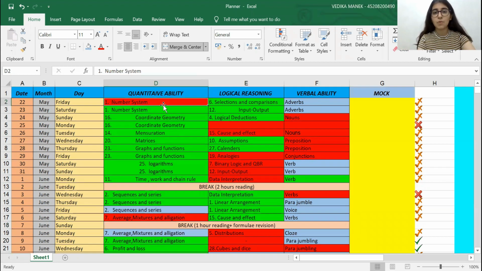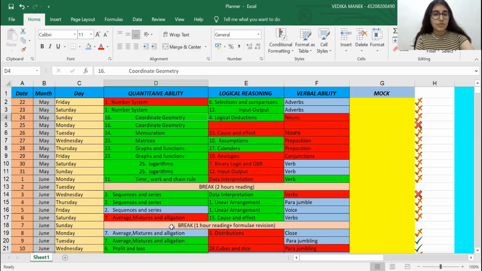So every day one quant, logic and verbal. Some days you can stretch it out, like number system you can take up for 2 days, coordinate geometry. You can even split up, for example, matrices one day, determinants one day. Now, your average mixtures and allegations are taken on 3 days, but you can do one day averages, one day mixtures, one day allegations. So this is something that you can work around.